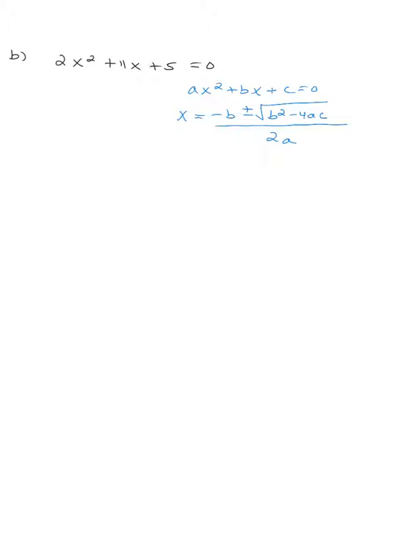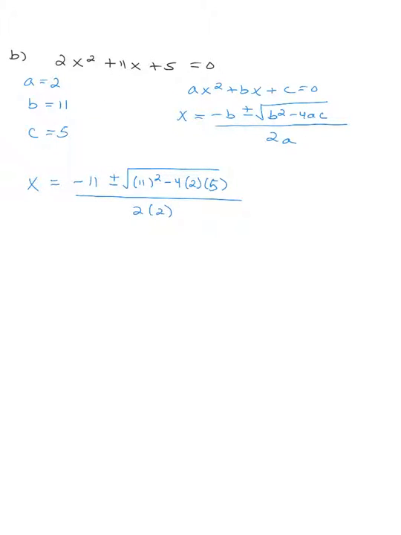I just have to identify that a is equal to 2, b is equal to 11, and c is equal to 5. The solutions could come right from this formula. This is one way to solve it. You could try factoring if you'd like, and there's nothing wrong with that. But using this formula, I get x is equal to -11 plus or minus the square root of 11 squared minus 4 times 2 times 5. And this is all divided by 2 times 2.